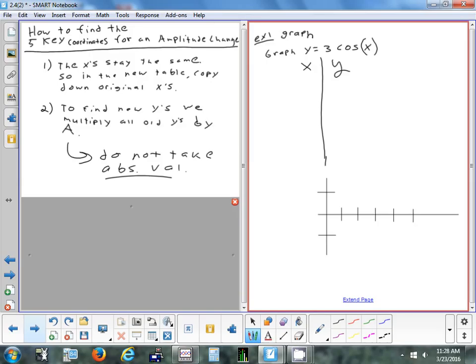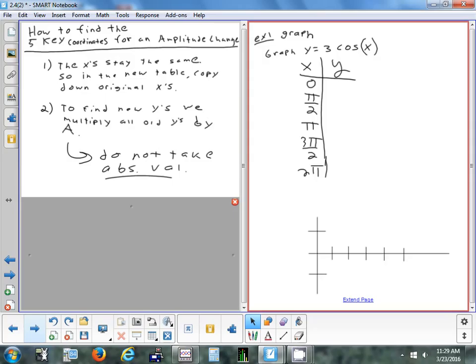So Cody, what column stays the same? The x's. Okay, we're going to change the height. We're not going to do anything left and right. So copy your x's down from the original table. Ashley, do you remember what my original x's are? They're the same for sine and for cosine. Yep. Pi over 2, pi, 3 pi over 2, and 2 pi. Good. Those are my original x's.